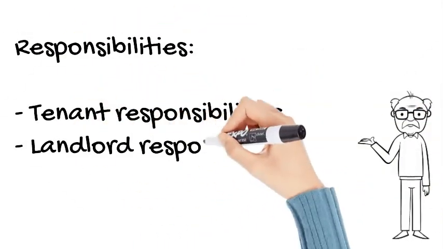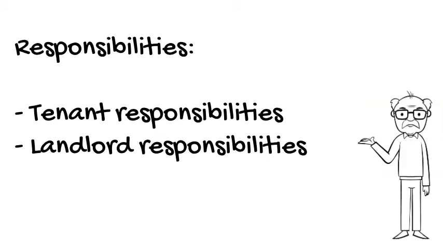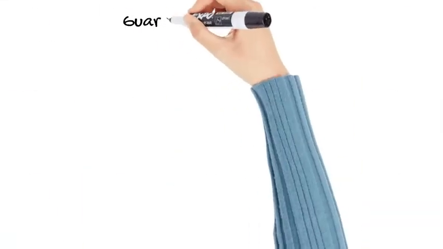Your contract will also include your responsibilities as a tenant and the responsibilities of your landlord. It is good to check these before signing the contract so you know what is expected of you and what you can expect your landlord to take care of. Again, if you want some more information on this, please watch our video on rights and responsibilities.